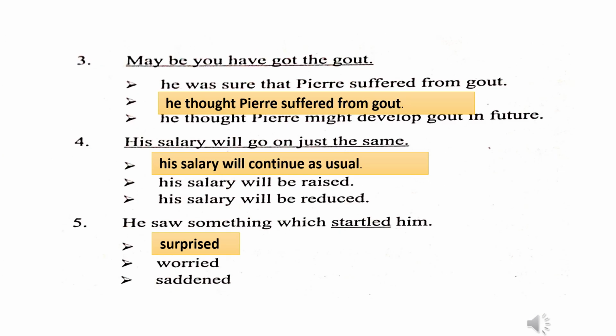Third, maybe you have got the gout. Answer is, he thought Pierre suffered from gout. 4. His salary will go on just the same. Answer is, his salary will continue as usual. 5. He saw something which startled him. Answer is, surprised. Now, copy all the three exercises neatly to your notebook.